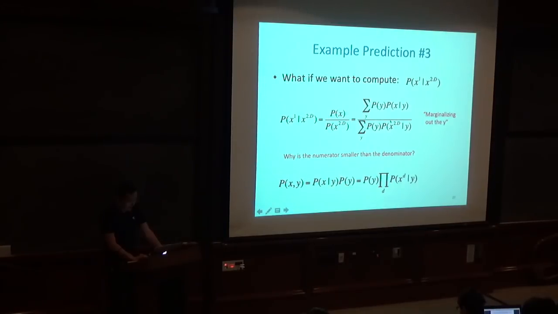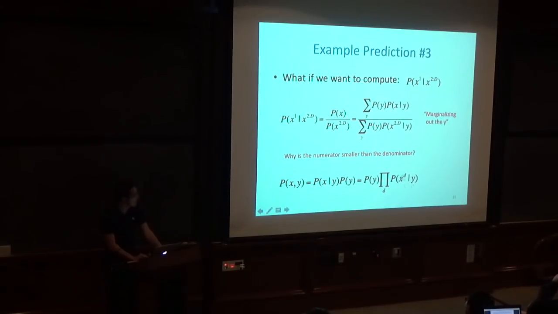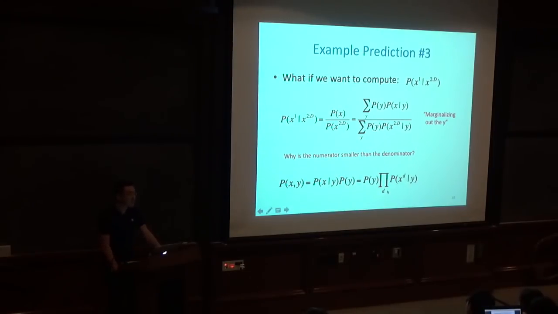And each of these terms factorizes. So p of x given y factorizes, like down here, and p of x2 to d given y also factorizes. You just don't multiply the first probability table. So now everything in this formula is something that you can look up in a lookup table that's explicitly memorized by the model, and then you run this computation, you get p of x1 given x2 to d.